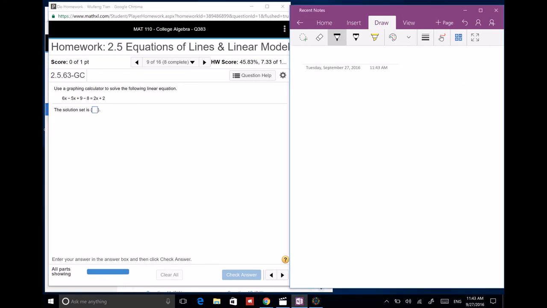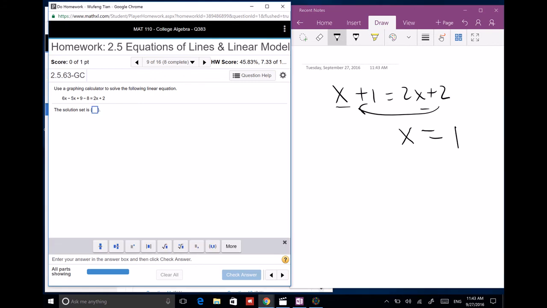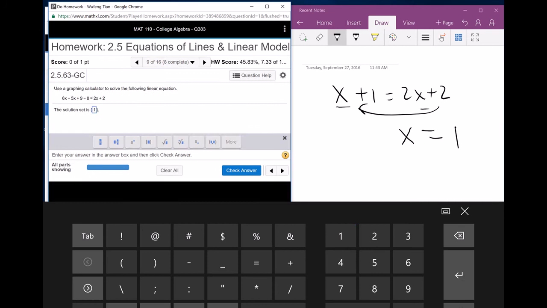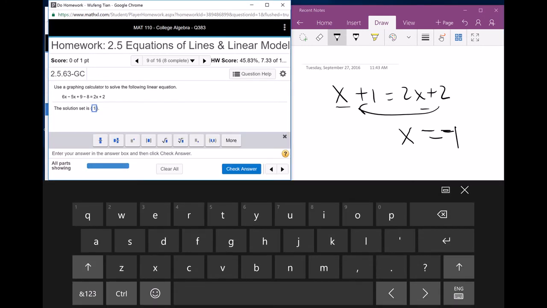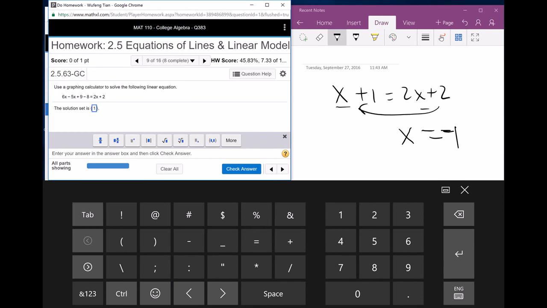The solution set is the easy one. x plus 1 equals 2x plus 2. Solve that. Move this x to the other side, and this 1 to the other side, and we get x equals negative 1.